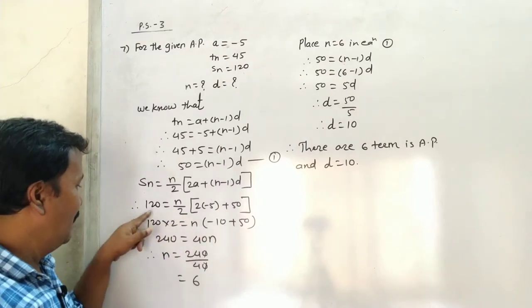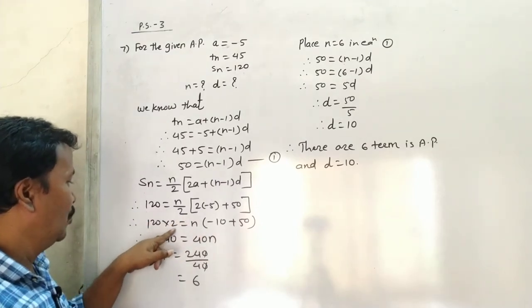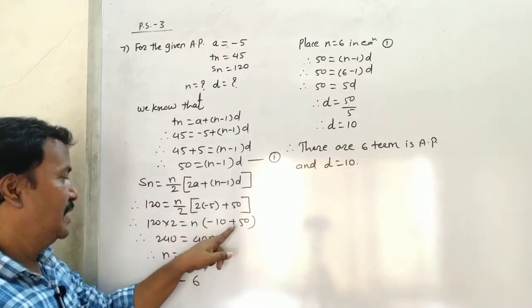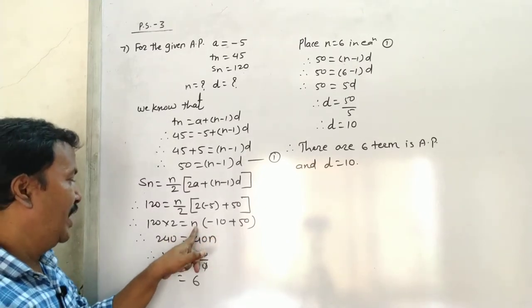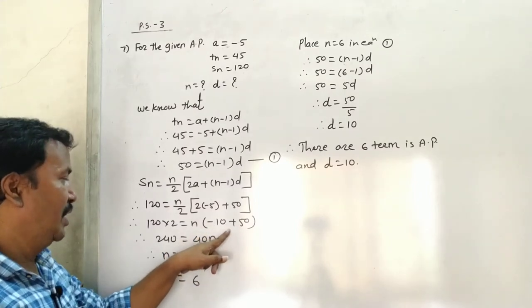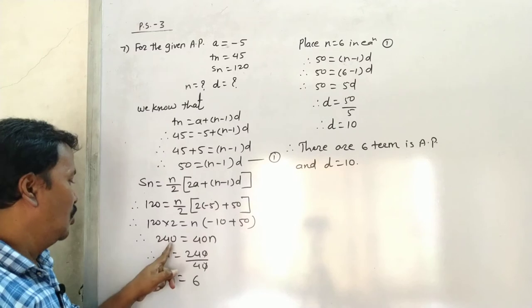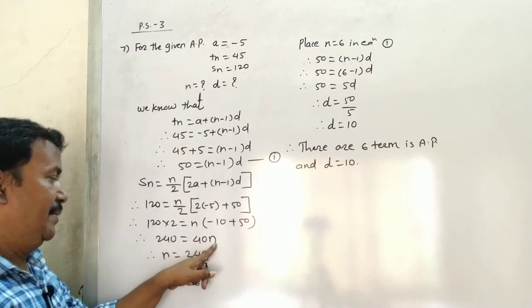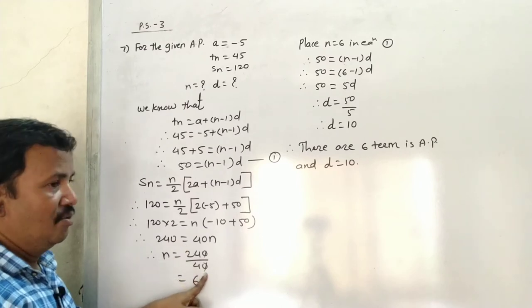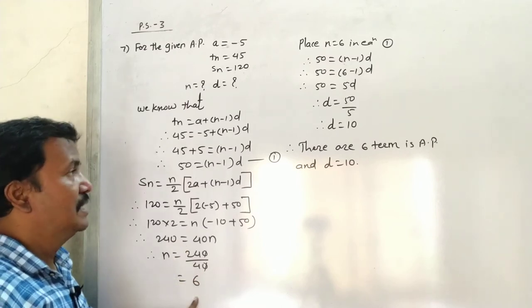This 2 gets multiplied on the other side. So 120 into 2 is equal to n into minus 10 plus 50. Minus 10 plus 50 is 40. 40 into n, 40n. So 240 is equal to 40n. Okay, 40 is divided here. So n is equal to 240 divided by 40. n is equal to 6.